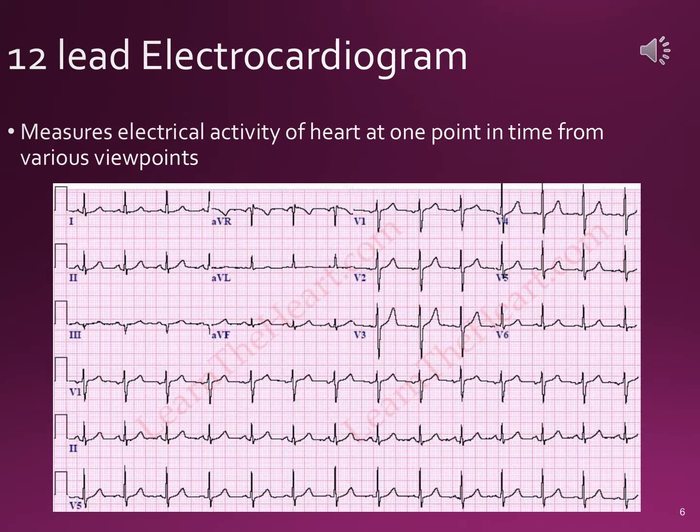So another way to look at this is to look at all 12 leads at once, and they call this a 12-lead electrocardiogram. It measures the electrical activity of the heart at one point in time, but from different viewpoints. So the rhythm strip is from one viewpoint over time, and the EKG is one point in time from various viewpoints. That's the difference. And of course, the little squiggles and points will go different directions depending on which lead you're looking at, depending on the direction that the electricity is flowing, either to the electrode or from the electrode.